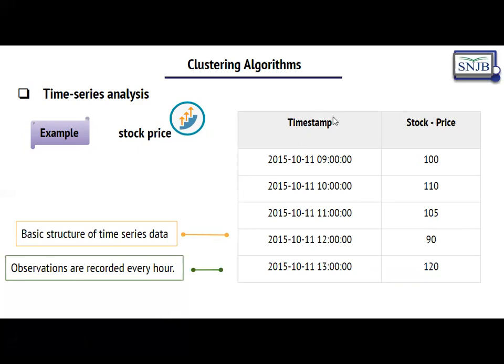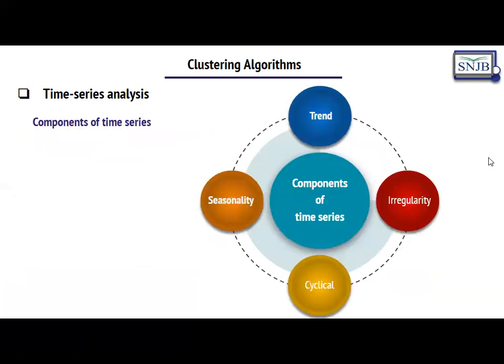Now, observations are recorded every minute. So this is your independent variable. Now the dependent variable: at the time of 1 o'clock, at 5 o'clock, what will be the stock price? If I want to figure out this particular thing, it will be done by timestamp analysis and the stock price. So there are mainly four components of time series analysis.